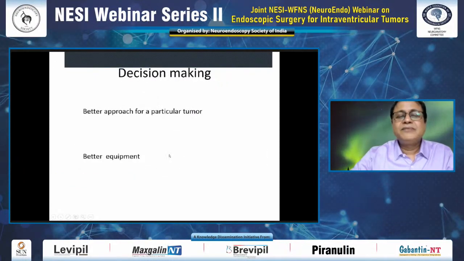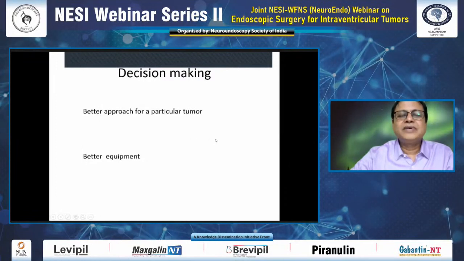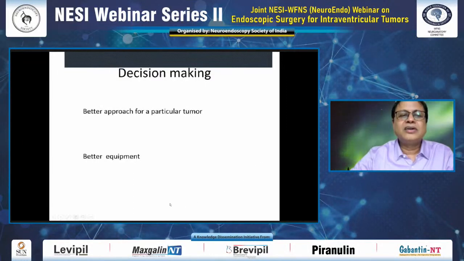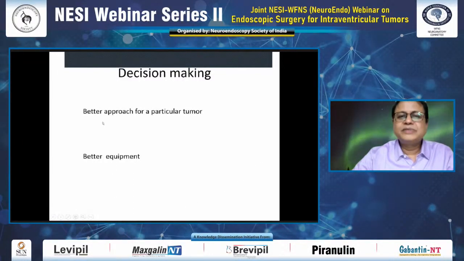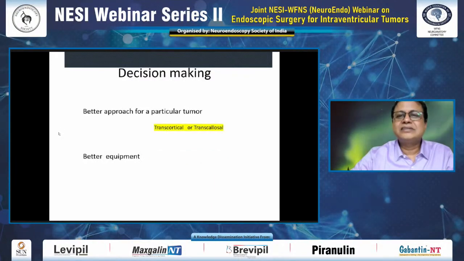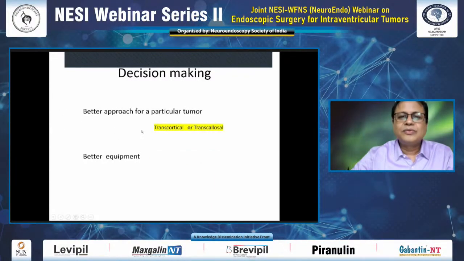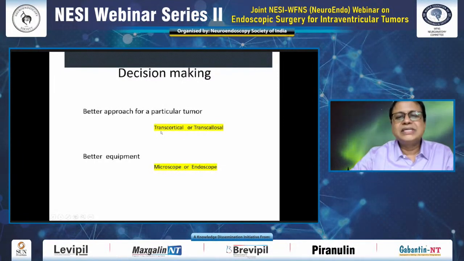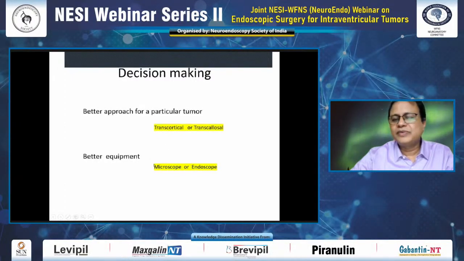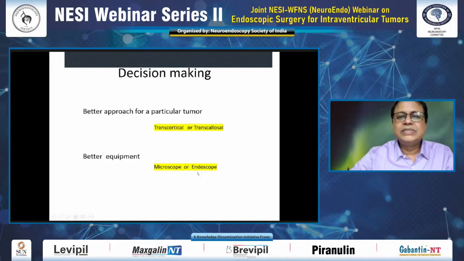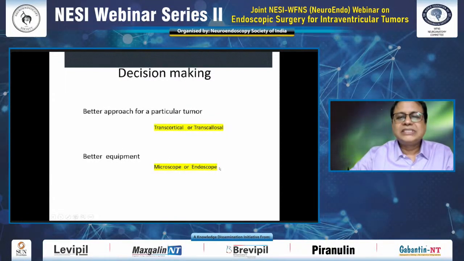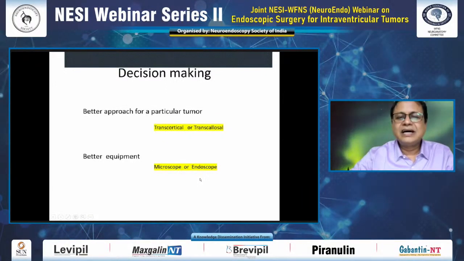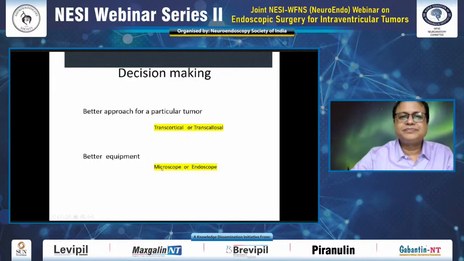Now, which is a better approach when we get a patient in the OPD with a particular tumor: a transcortical approach either with microscope or endoscope, or interhemispheric? We decide whether to go transcortical or transcallosal, and what equipment to use, whether a microscope or an endoscope, or an exoscope. All patients do not fit into an endoscope. There are many cases, and all of us agree that in about half of them we need to use a microscope.